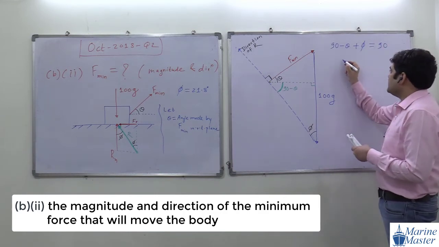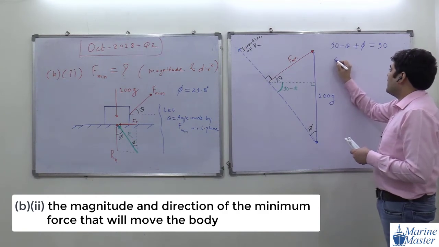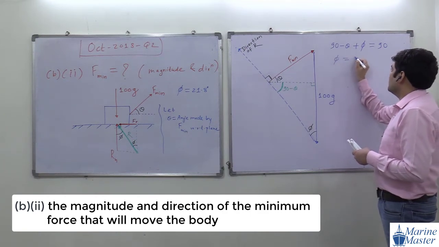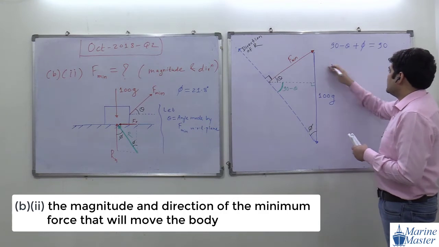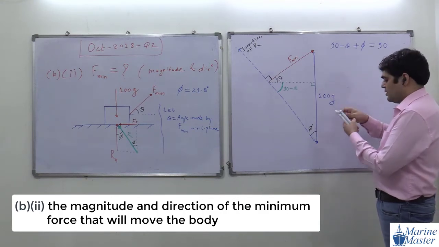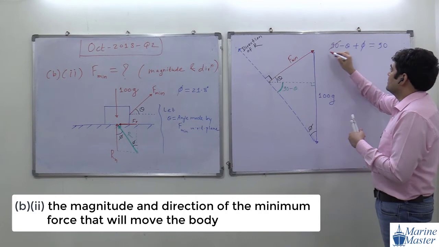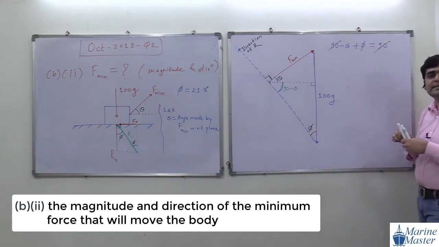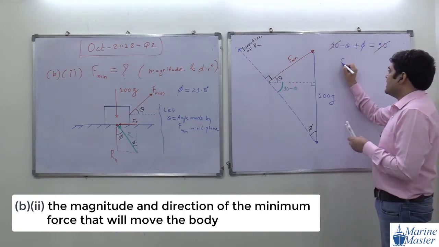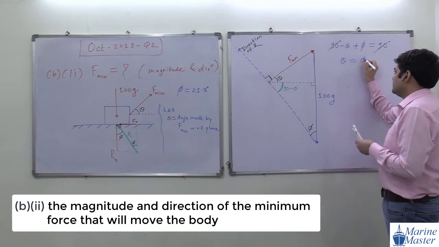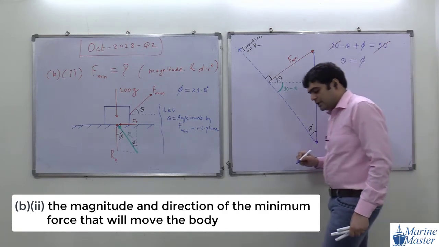So what can we say? 90 minus theta plus phi is equal to 90. We can cancel this 90 and this 90, and what will become? Theta will become equal to phi. What value of theta did we get?